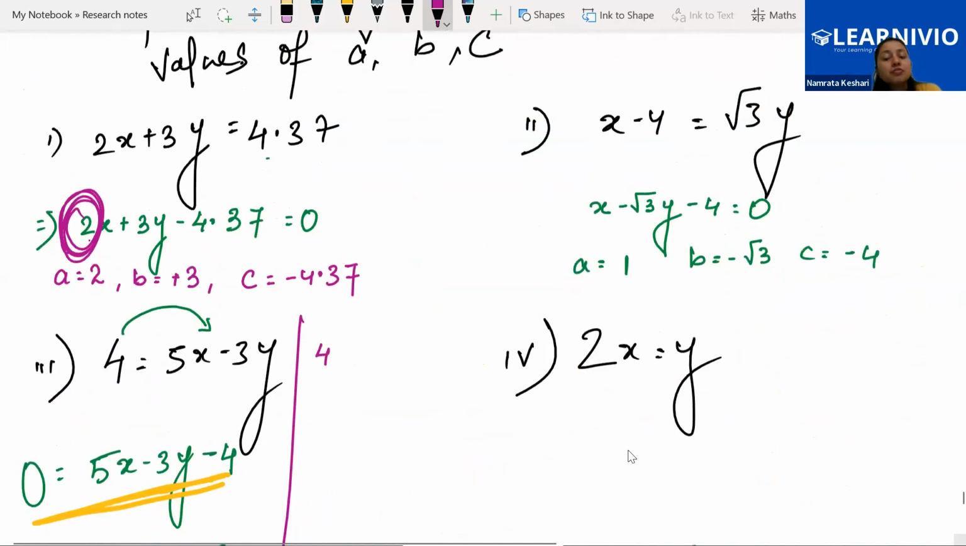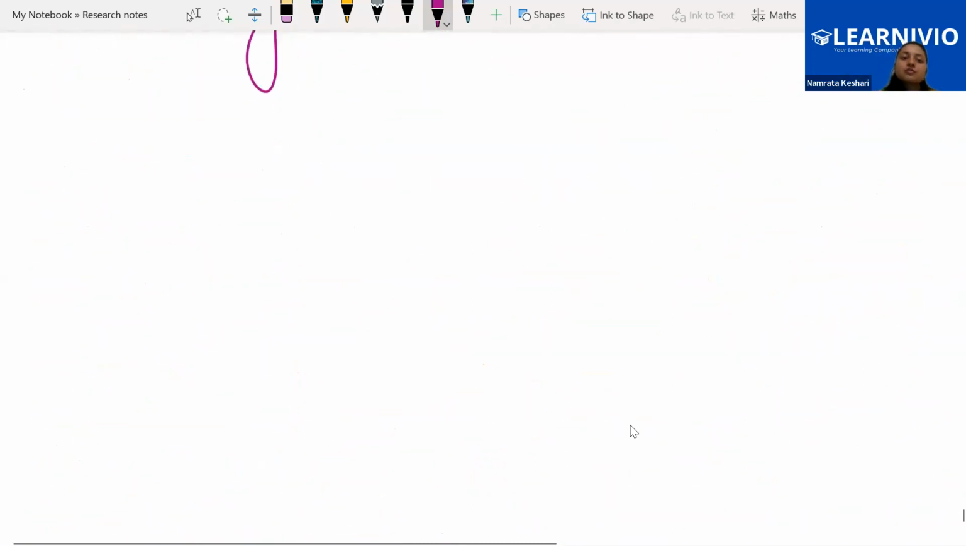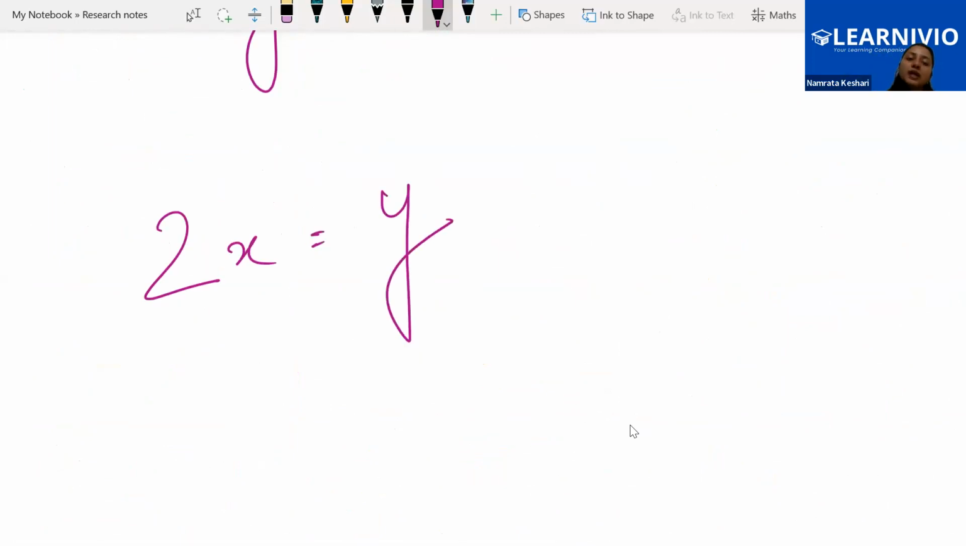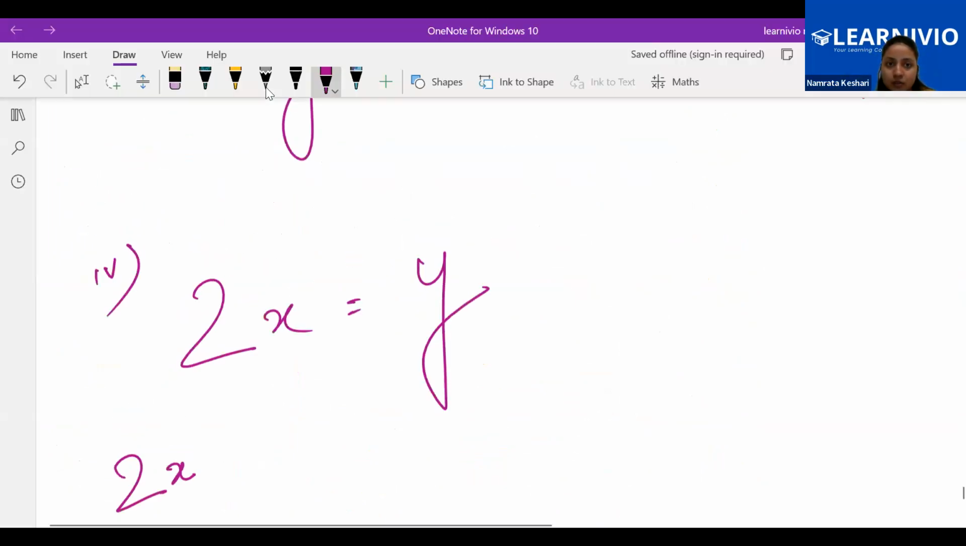Now the next one, number 4, we are having 2x is equal to y. Please tell me how to write it in a standard format. What will be A, what will be B? 2x minus y plus 0. Yes, 2x minus y plus 0.